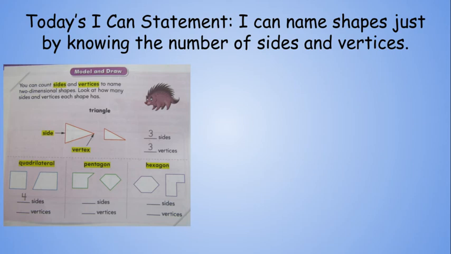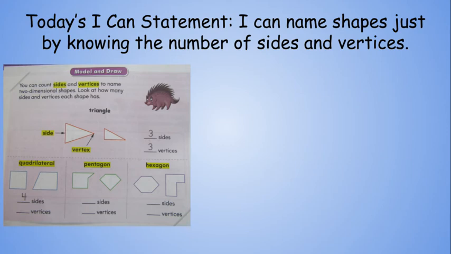The Model and Draw says, you can count sides and vertices to name two-dimensional shapes. Look at how many sides and vertices each shape has. They started with a triangle, and they did a nice job labeling their diagram of a triangle, showing you where there's a side and a vertex.